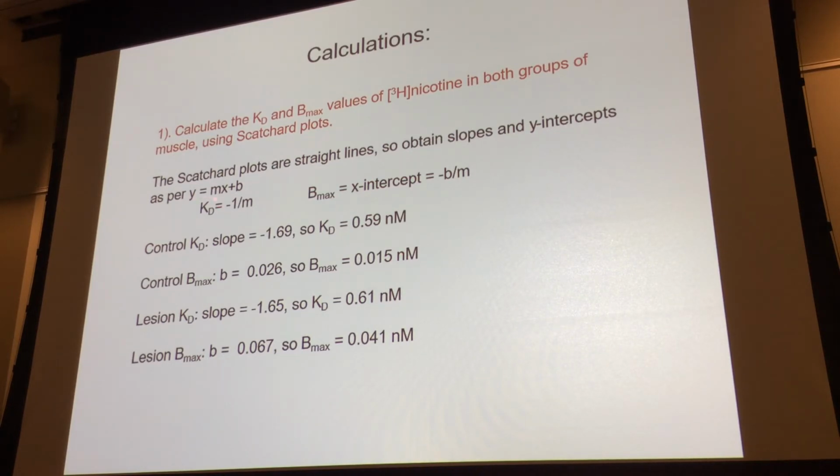You get the KD from the slope, you get the Bmax from the intercept, which is from the y equals mx plus b, and you come up with that. All right. So notice the control KD is 0.59, the lesion KD is 0.61. I tried to make these come out as close as possible. So from my point of view, they are the same. Notice the Bmax changes from 0.015 nanomolar to 0.41 nanomolar. So it's almost a 3-fold increase in the number.